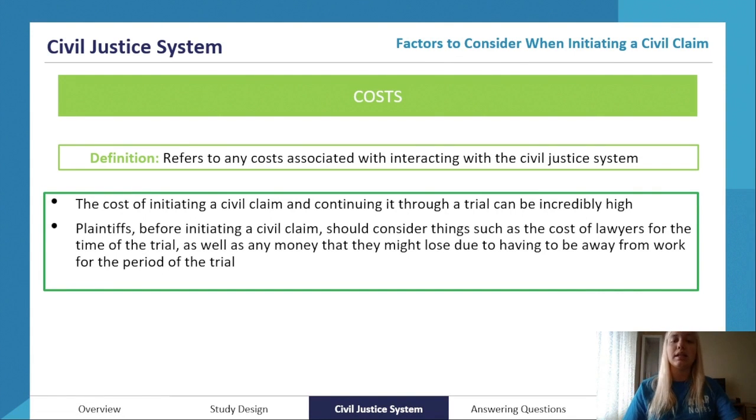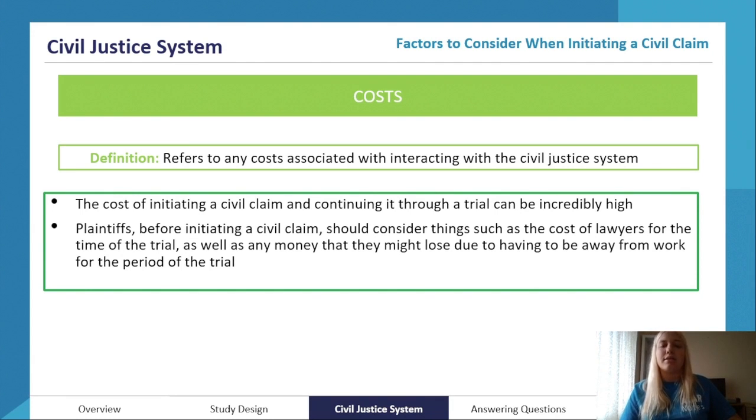Our next topic is the factors to consider when initiating a civil claim. And on the study design, you've got 3 of them. The first one we'll talk about is cost, which is really, really easy. So this is essentially the things that the plaintiff has to think about to decide if it's worth bringing a claim to court against the defendant. So they actually have to determine if it's worth it or not. Costs, you need to be able to define it. It's any cost associated with interacting within the civil justice system or bringing forward a civil claim.